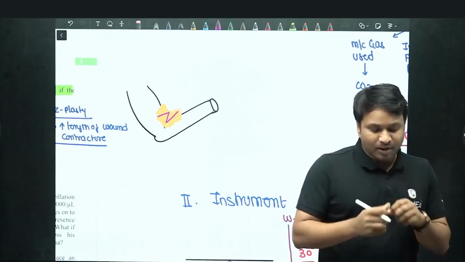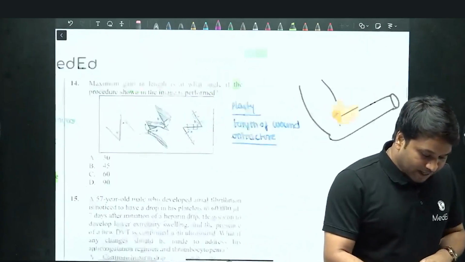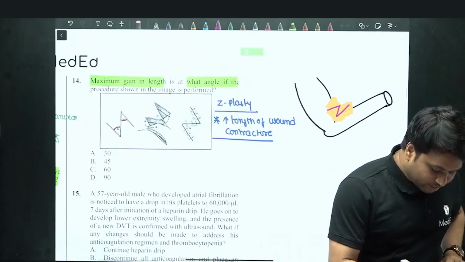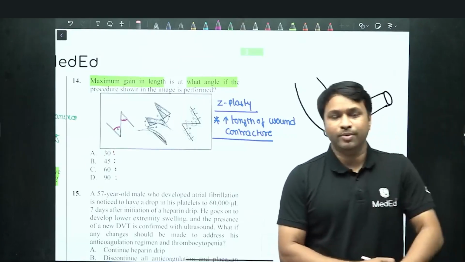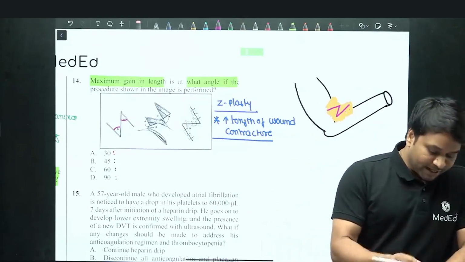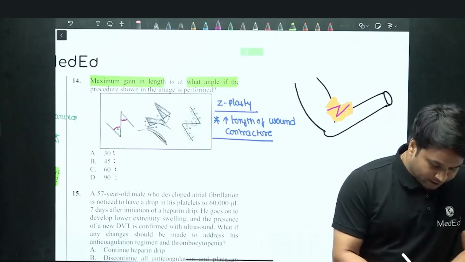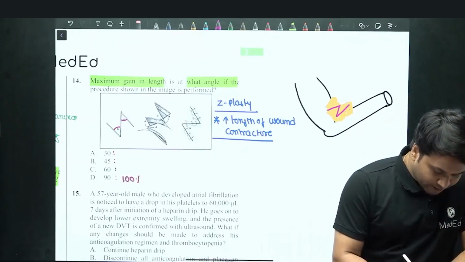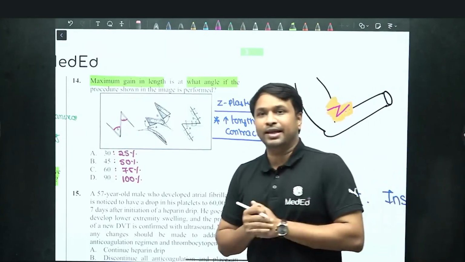Now, when I do a Z plasty, it will cause elongation. It depends upon the angle, and that angle is this. How much is the angle? There will be elongation for 30 degrees. So, you have 30 degrees, 45 degrees, 60 degrees, 90 degrees. Remember the length that you gain. It varies. For 90 degrees, you have 100% gain. For 60 degrees, there is 75% gain. For 45, there is 50% gain. And for 30, there is 25% increase in length, right?